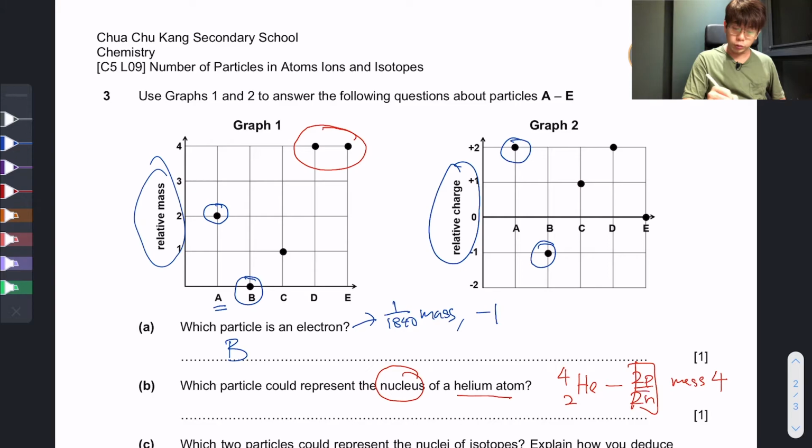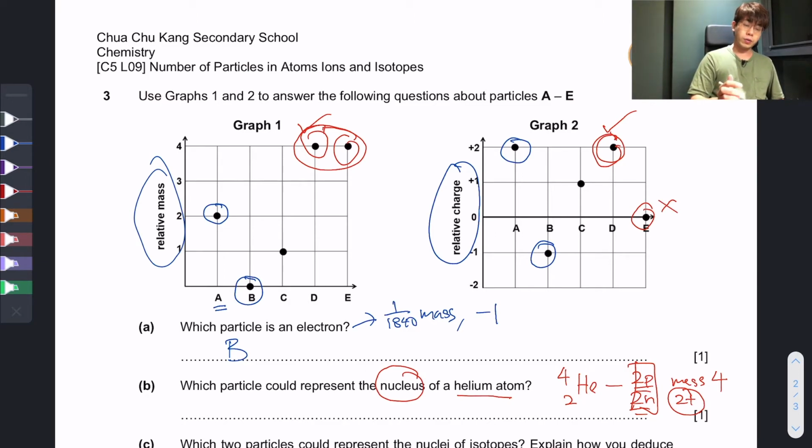It has 2 protons, that means it's a 2+ charge. 2 neutrons is 0, so the overall charge of the nucleus is +2. So D has a mass of 4 and a charge of +2. So that's good, right? If E, we have a mass of 4 but a charge of 0, so this is wrong. Okay, so over here, the answer here would be D.